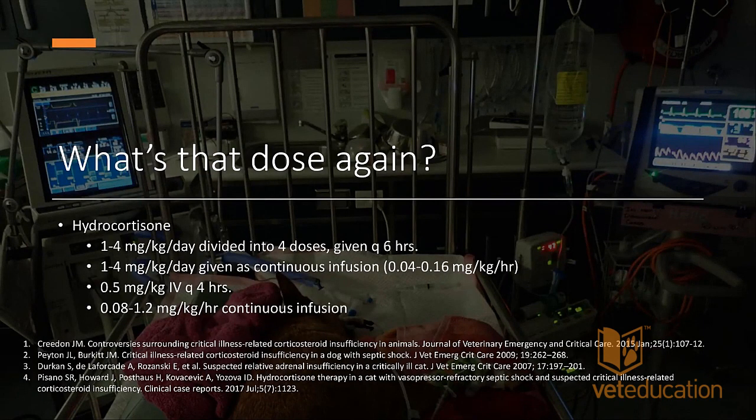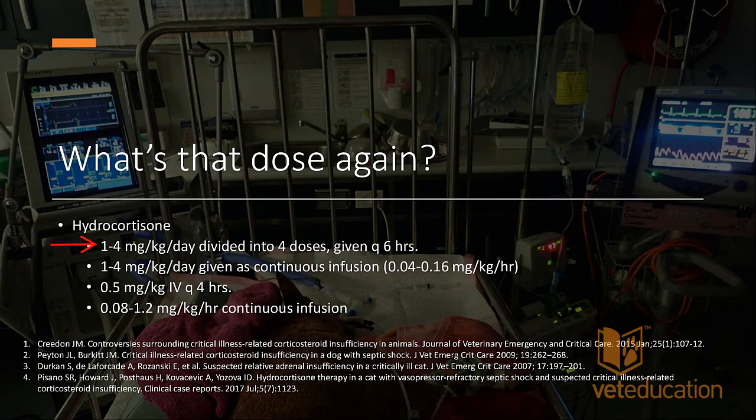What's that dose again? Well, the studies that we have, the 4 studies that we have in dogs and cats, we've got a couple of choices, 1 to 4 milligram per kilo per day, divided into 4 doses given every 6 hours. So basically, we're going to give like 0.8 of a milligram per kilo every 6 hours or something of that nature.